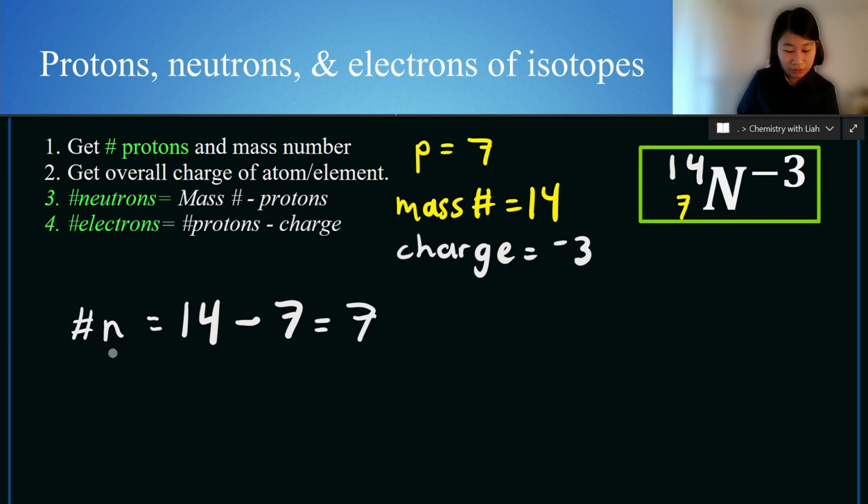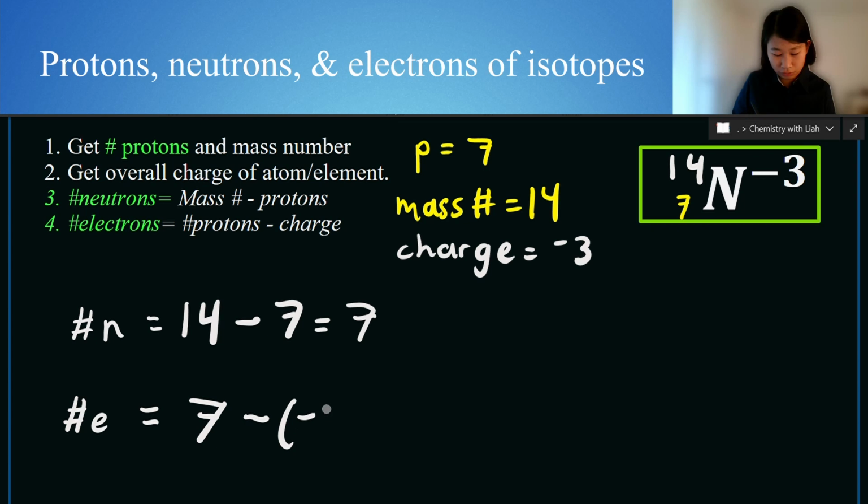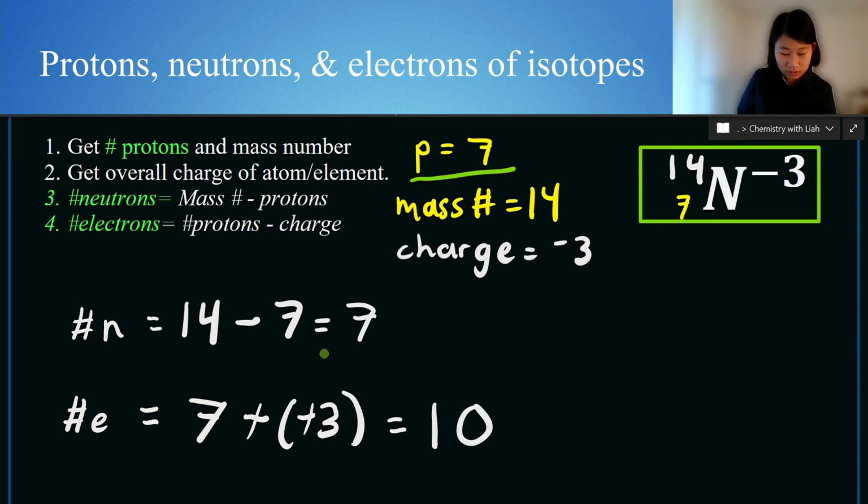Now to find the number of electrons, we'll put number of electrons is going to be equal to the protons minus the charge. So number of protons is 7, and we're going to subtract the -3 from it. Now subtracting a negative number is basically adding, right? So we'll just put a little plus sign here. So we know that 7 plus 3 is going to be 10 electrons. So in our answer, we can say that this is going to have 7 protons, 7 neutrons, and 10 electrons.